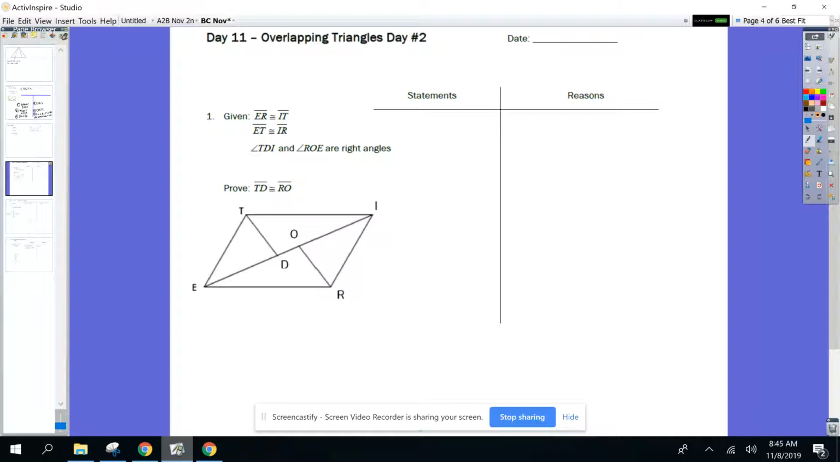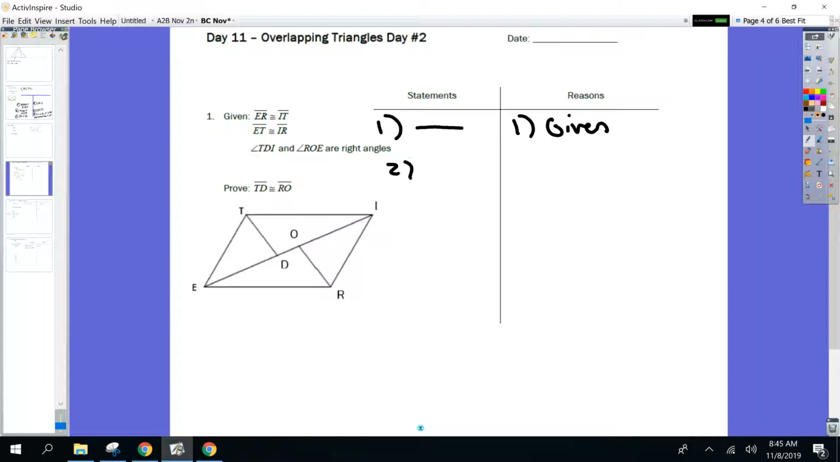Go ahead and mark your diagram. The givens are already written in there for you. We don't have to waste time doing that. Mark your diagram up. Everything marked up, ready to go.